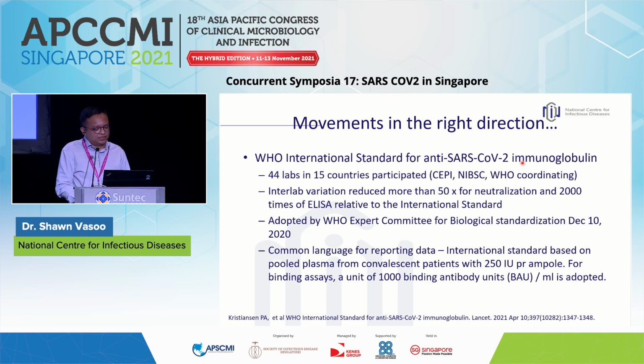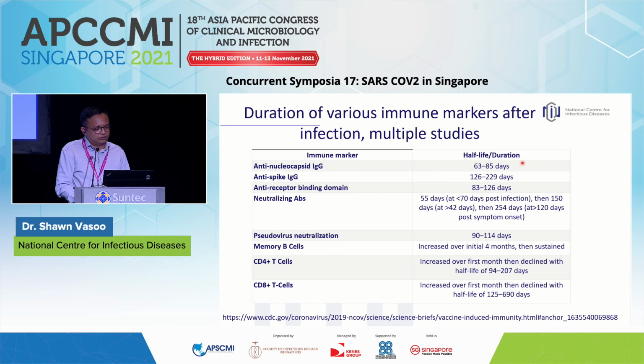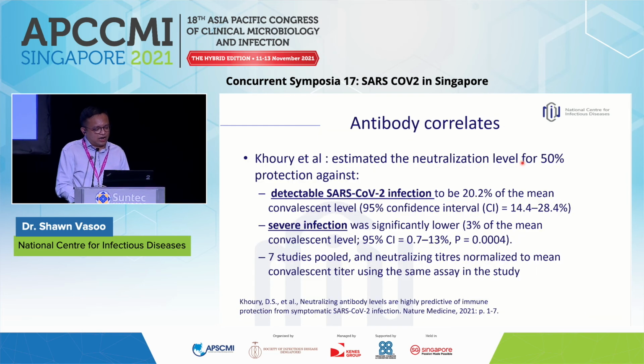But I think there are movements in the right direction. The WHO now has an international standard, which was adopted in late December 2020, and I think this is going to start to form the language for common reporting. And over here is just showing the various immune markers that folks have studied and their half-life. And I think antibody correlates.